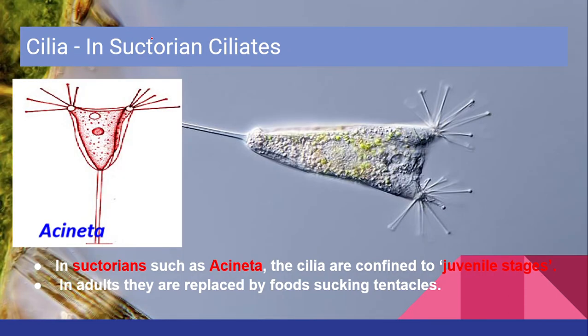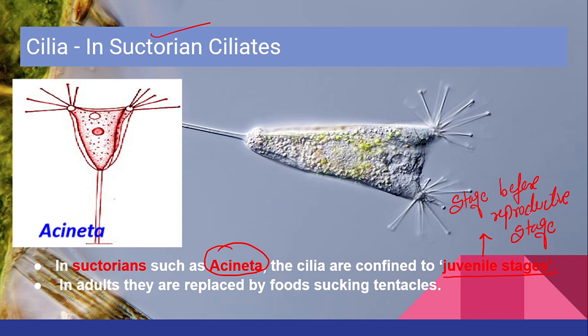What about the suctorian ciliate? Suctorial, which sucks. Suctorian ciliates, an example is Acineta. In suctorian ciliates you will see cilia only in the juvenile stage. What is the meaning of juvenile stage? It is the stage before the reproductive stage. Whatever stage is going on before the reproductive stage, we call it the juvenile stage.